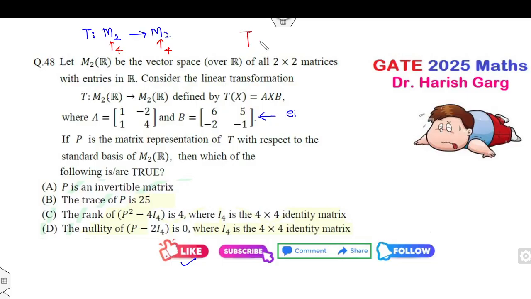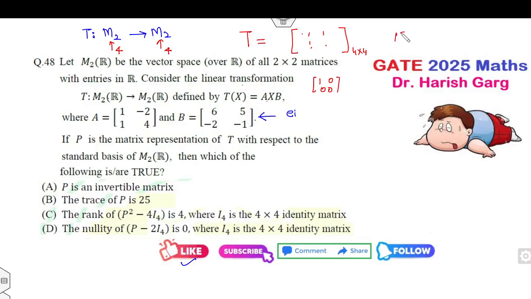So therefore, capital T is my 4 cross 4 matrix. Fine. Now, how can you find the matrix values? You can start from the basic elements like 1, 0, 0. You can substitute them and write the columns. But why is there a need for them?